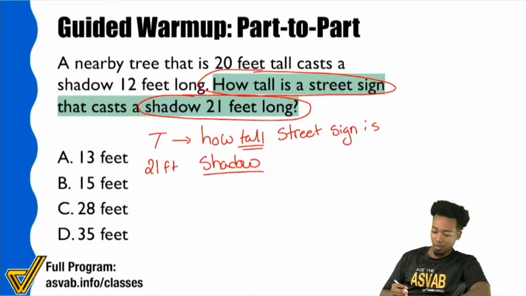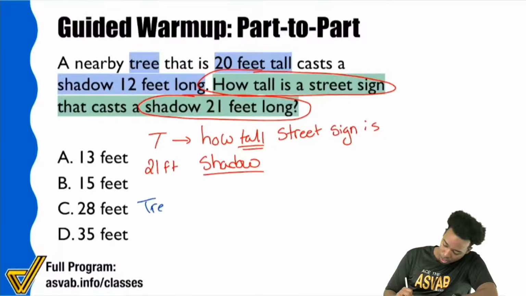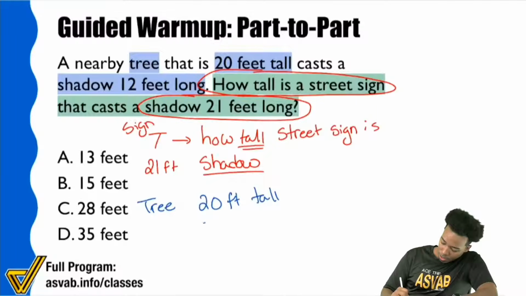So with that, let me write that in blue here. We see that we have a tree, 20 feet tall, shadow, 12 feet long. Let me write that down. So for the tree, and I'm going to say this for the street sign, but for the tree, we have 20 feet tall, 12-foot shadow.